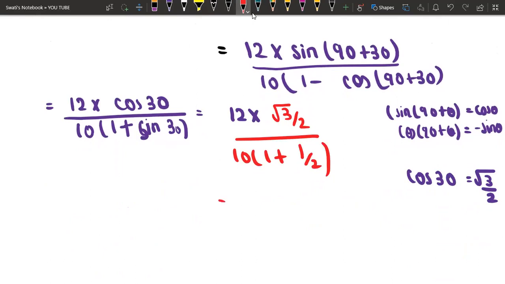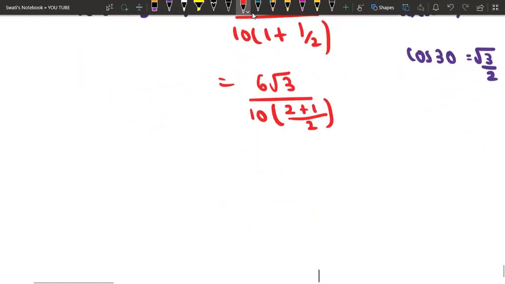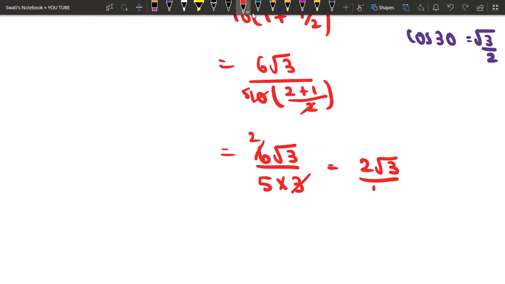So it is this. Now clearly this will get cancelled. So 2 times 6 is 12. So it is 6 root 3 upon 10. If you take LCM here, this is 2, and this is also 2 and plus 1, right? So what I can do here is simplify this. This will become 5 here. So I'm getting 6 root 3 upon 5 times 2 plus 1 is 3. Now clearly this will also get cancelled. So I'm getting 2 root 3 upon 5.